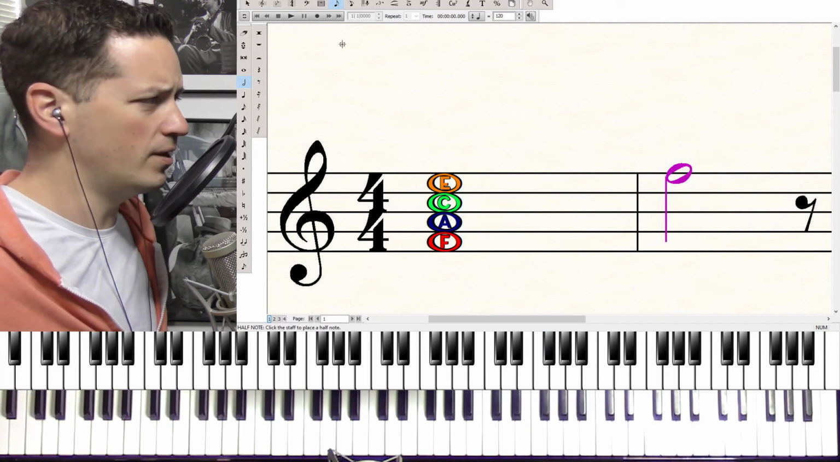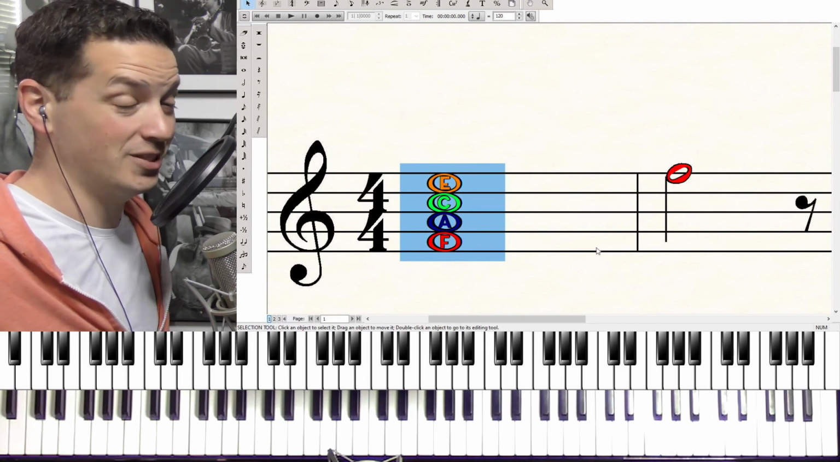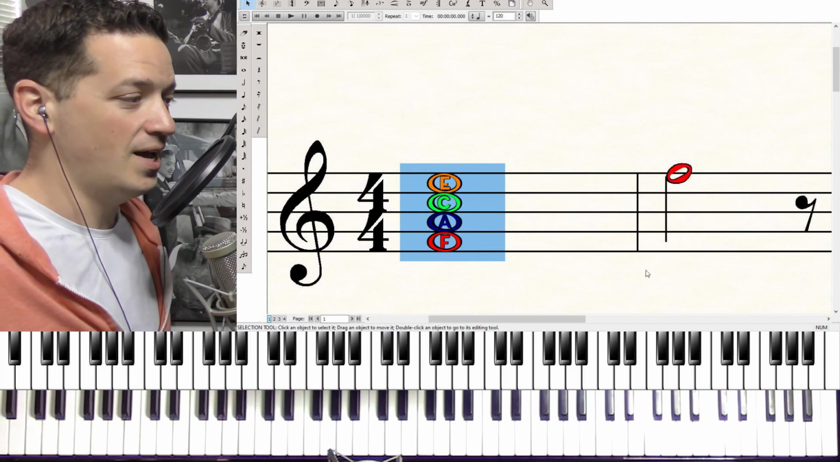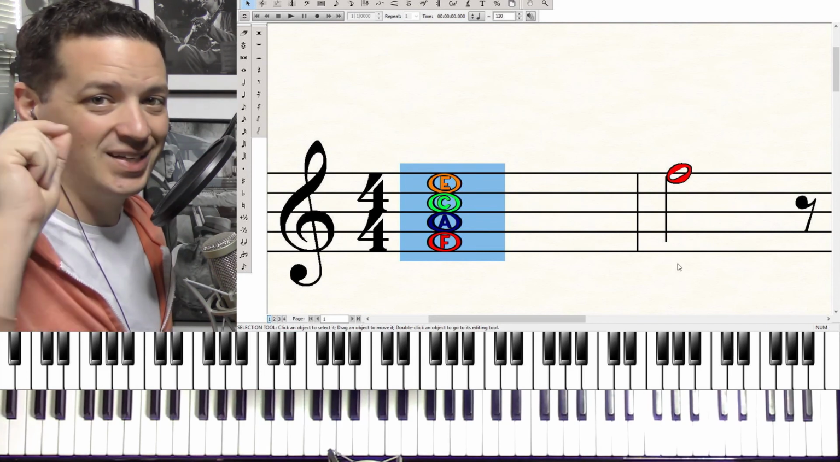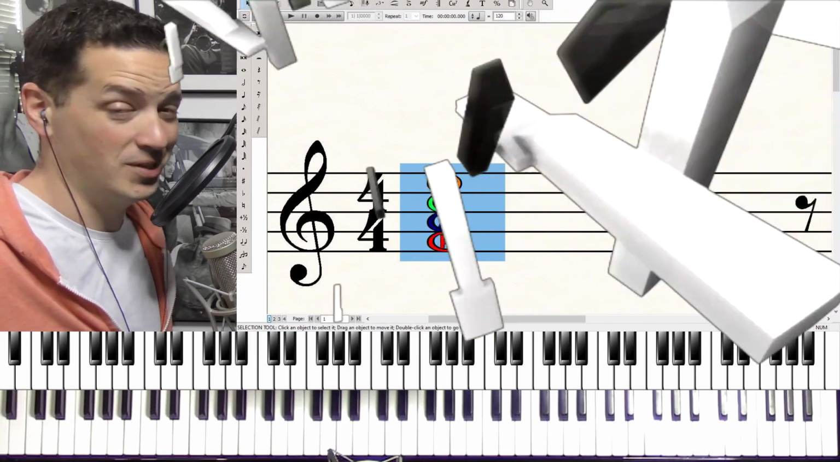So remember that the spaces spell the word face. If you want to, you can make up some kind of acronym for the lines if that's helpful for you, or you can just use that and then just remember that each space and each line is one notch, and then you're reading the notes of sheet music. Congratulations.